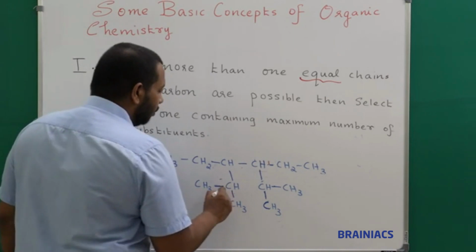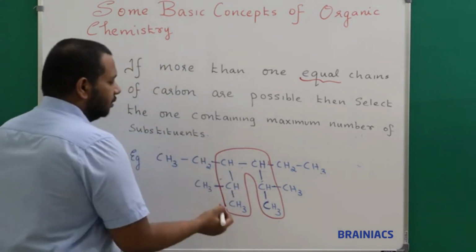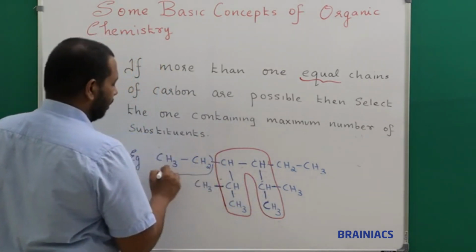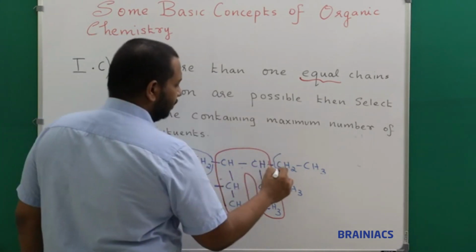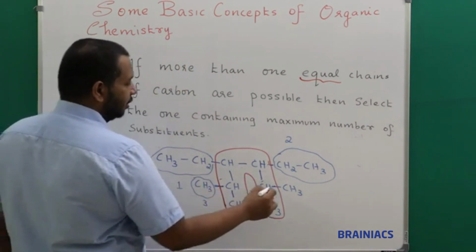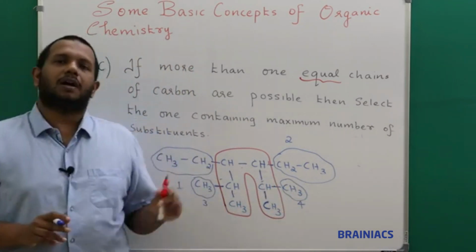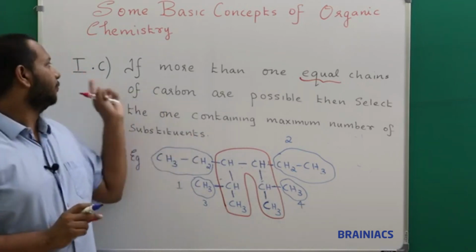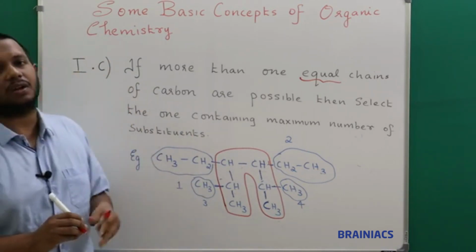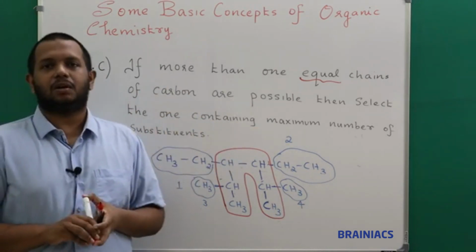So here, now if I am choosing this as my parent carbon chain, then I can say it has 4 substituents, because this is my first substituent, this is my second substituent, this is my third substituent, and this is my fourth substituent. Okay, so I hope this rule is clear for you. Now we will go to 1D, that is the last sub rule under the main category 1. So 1A is there, 1B is there, 1C is there, and the last one is 1D. Okay, we will go to that.